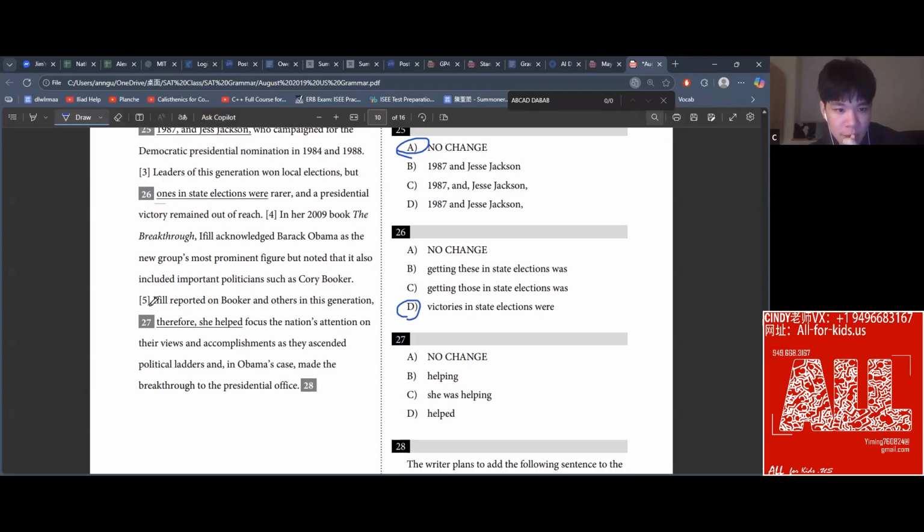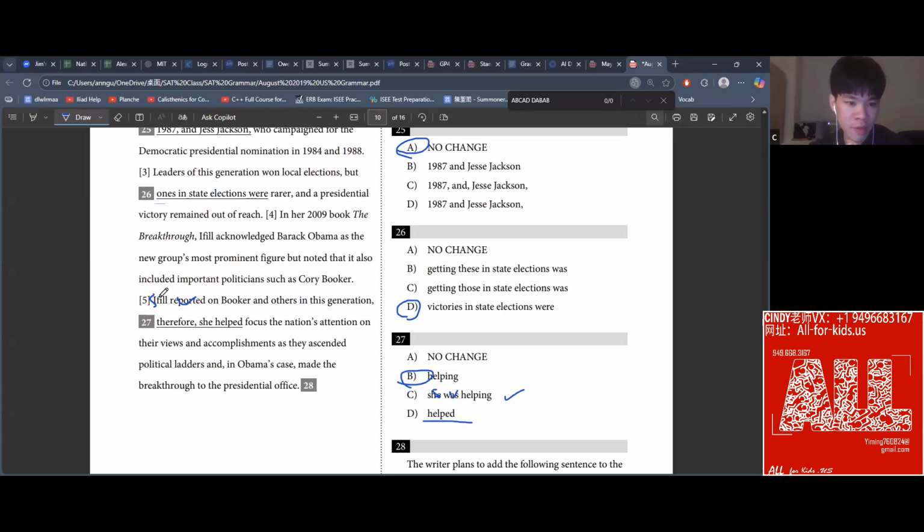Okay. Later on, "Phil reported on Booker and others in this generation," comma, right? So it's "helping," right? The reason why is that if you have "she helped," you have a subject and a verb, but you already know "she reported," so that would be a comma splice. This one would just be a run-on. It's kind of awkward because you're missing a subject here, right? Like you want to end.